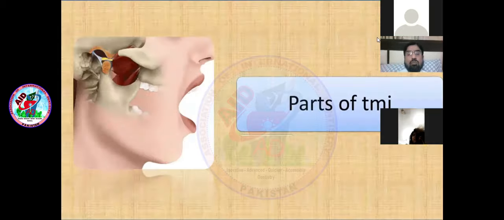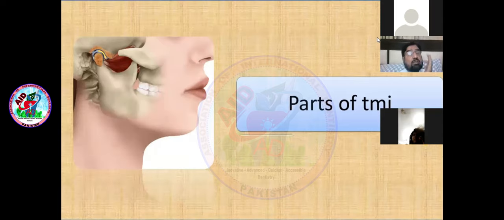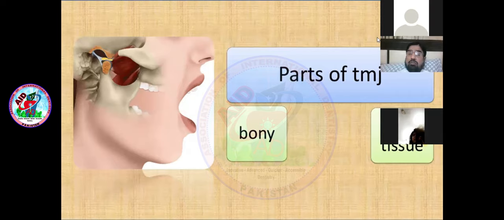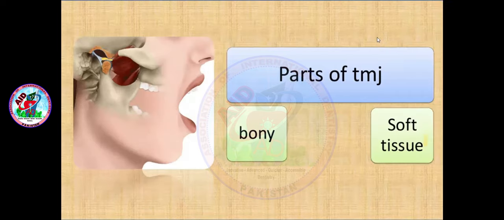Now we move to the joint. If you see the joint like this, there is a yellow colored disc. There are two posterior laminae that are attached to the condyle. On the anterior surface, the superior head of the lateral pterygoid muscle is attached. And this is the movement which is going on there in the TMJ. But when we see the parts, they have two parts: one is bony and the second is soft. We are going into detail.